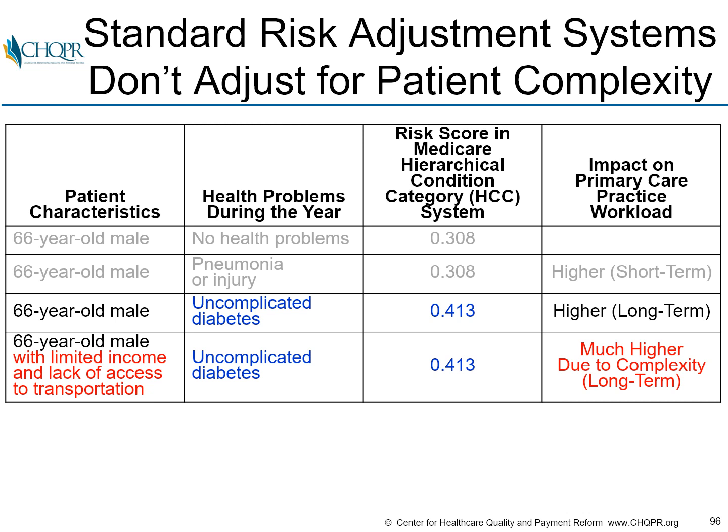If the man with diabetes had other problems, such as limited income, which made it difficult for him to afford his medications, or lack of access to transportation, which made it difficult for him to see the doctor, the primary care practice would likely need to spend a lot more time helping him manage his diabetes. But his HCC risk score would be exactly the same, because things such as income and transportation access are not assigned points in the risk scoring system.